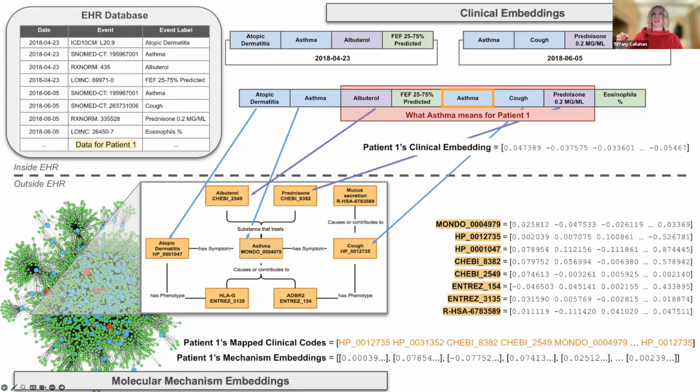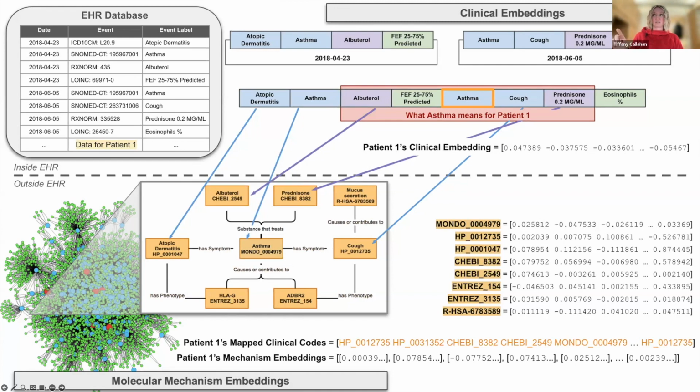What does asthma mean when we're pulling information from our knowledge graph? Well, asthma might have a path that looks like the one shown on the screen. So it may have things like albuterol and prednisone, which are substances from the knowledge graph that we know treat asthma. It may have cough, which is a symptom that we know belongs to the asthma phenotype.